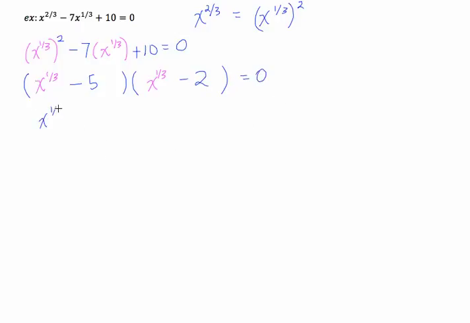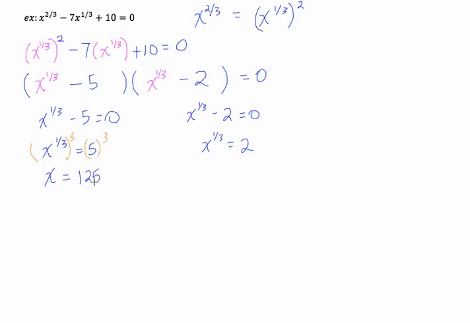Then we can set each factor equal to 0 and solve each of these equations to get x to the 1/3 equals 5 and x to the 1/3 equals 2. So to solve this equation, we would need to raise both sides to some power so that the 1/3 goes away and we have simply x. So if we cube both sides, 3 times a 3rd is 1. So we'll just get x on the left and 5 cubed on the right, 125.